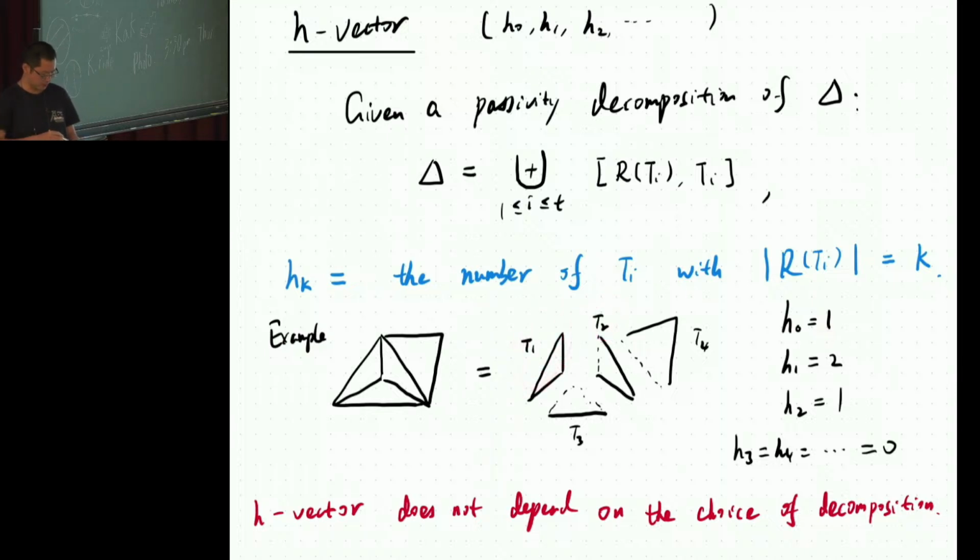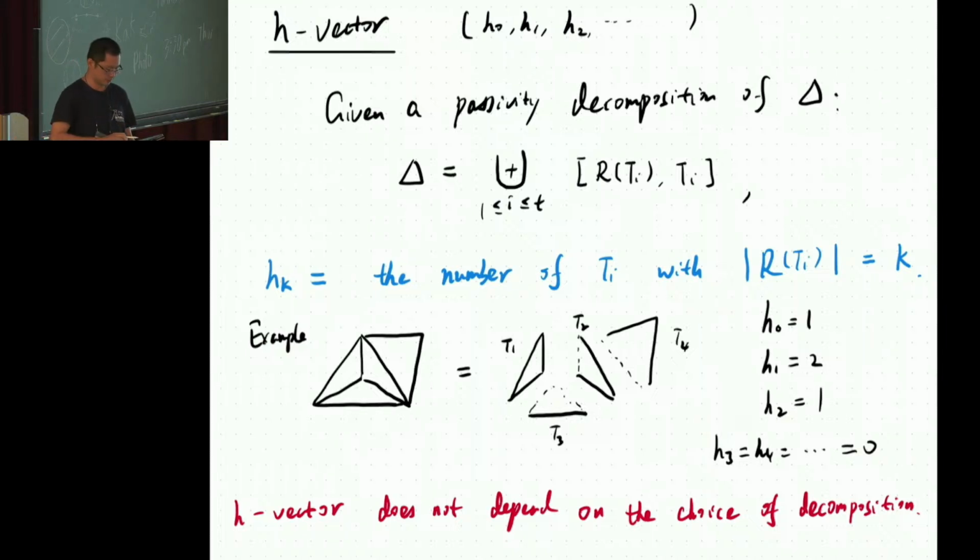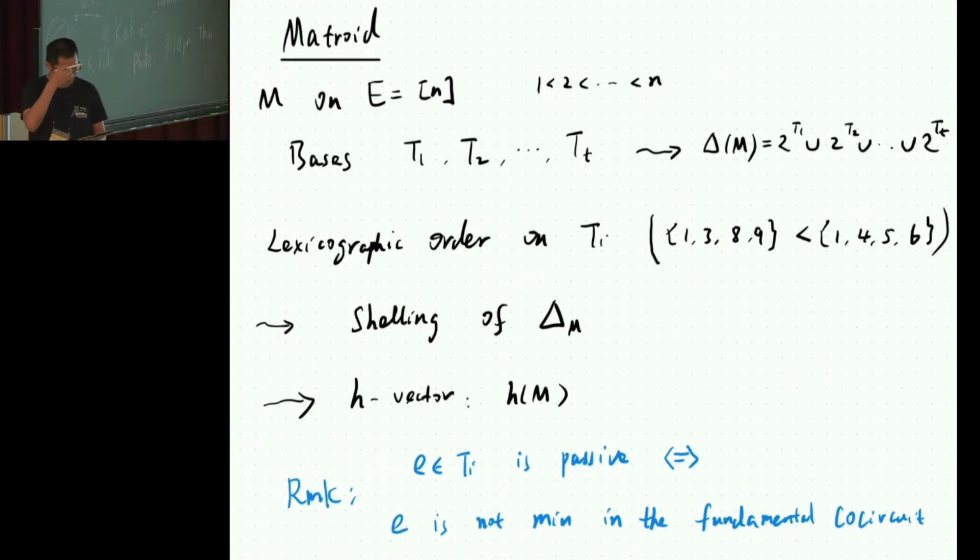Then you look at T2 and T4. They both have exactly one passive element, so h1 is 2. Then T3 has 2 passive elements, so h2 is 1. For h3, h4, they are all zeros because it's not relevant. So the point here is the h-vector does not depend on the choice of this decomposition. That's why I call it an invariant. That's the point. So now we move to matroids.